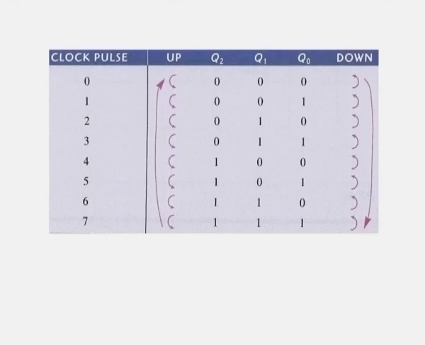For the up sequence, Q2 changes state on the next clock pulse when Q0 = Q1 = 1. For the down sequence, Q2 changes on the next clock pulse when Q0 = Q1 = 0. Thus, the J2 and K2 inputs of flip-flop 2 must equal 1 under the conditions expressed by the following equation.